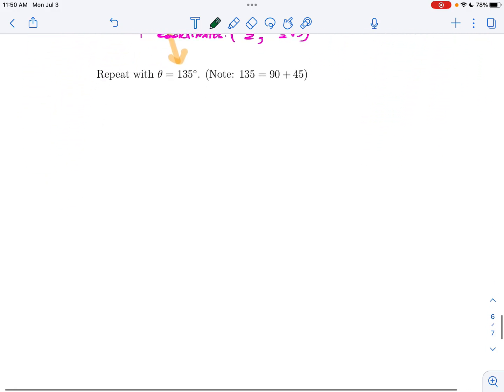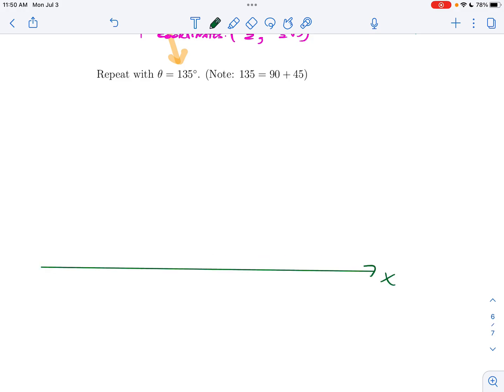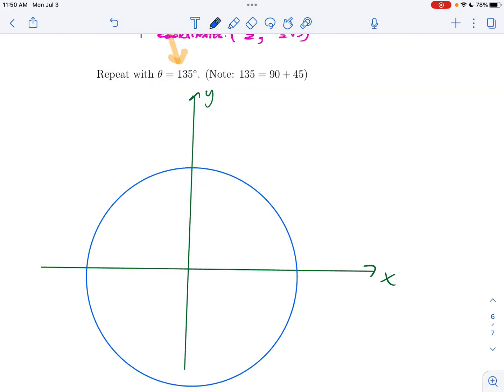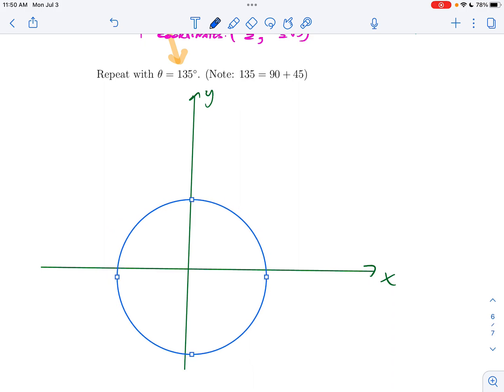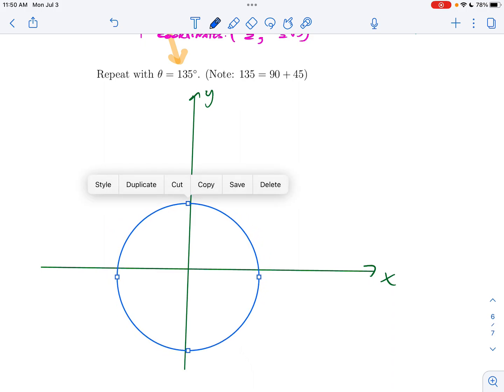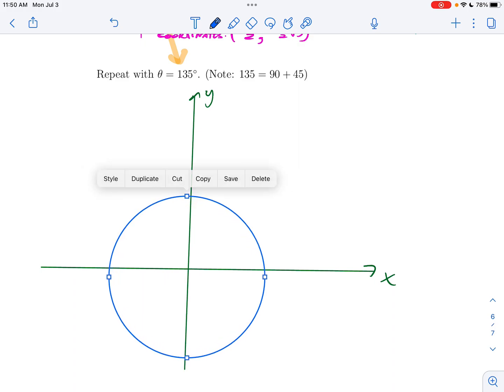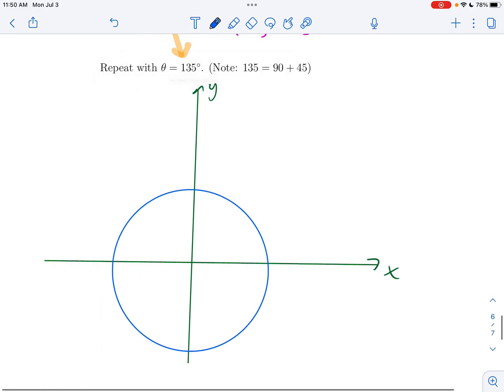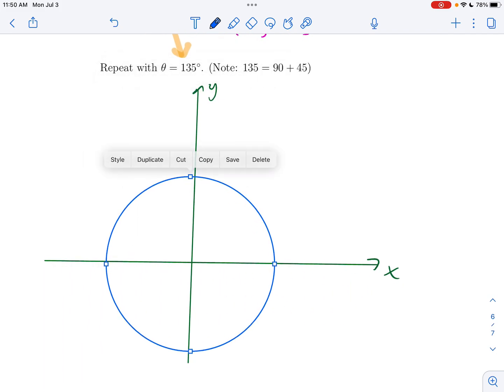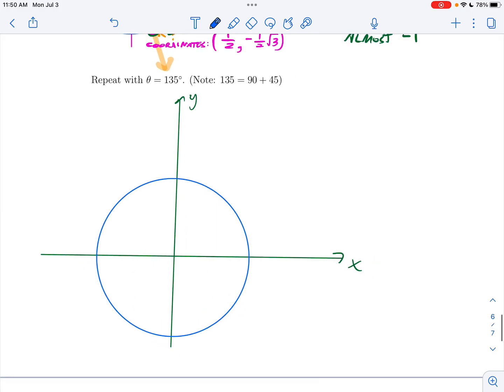Let's try this one together. 135 degrees. So x-axis, y-axis, unit circle, try to make it symmetric. Okay, let's fix this a little bit. I promise you that the next section we do will have some perfectly drawn versions. So best, not bad.